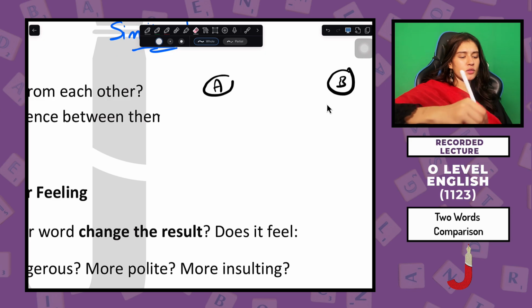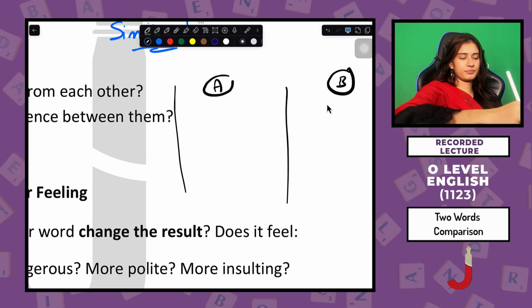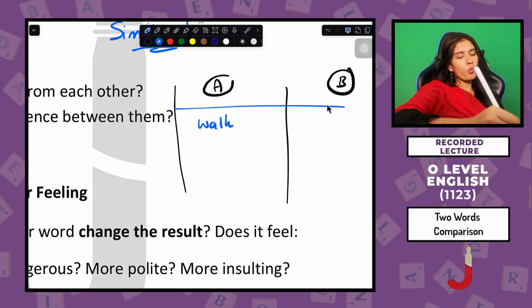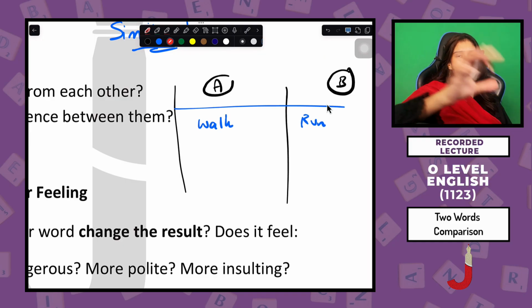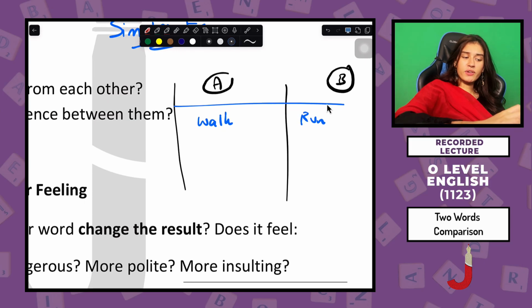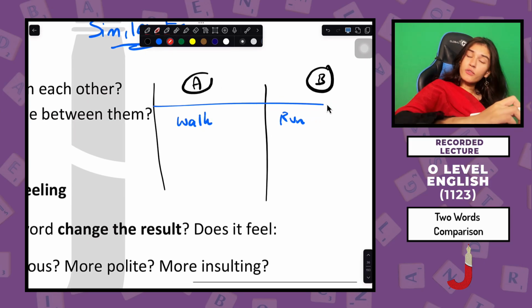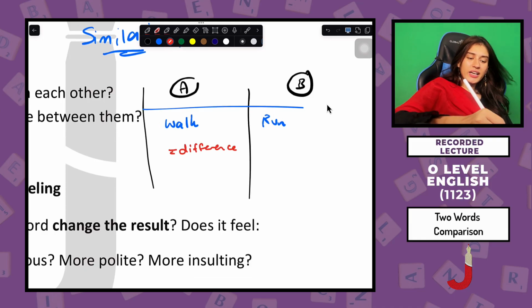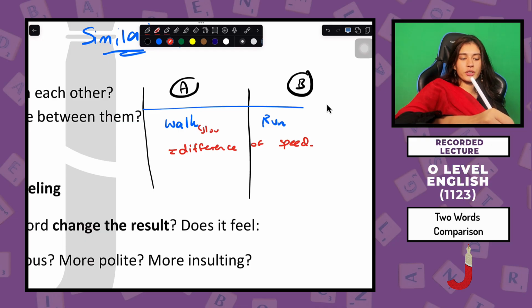Let's take the examples of the word walk and run. Take a minute and think about it. What is a possible difference between these two words? I think the difference is pretty straightforward. The difference is of speed. Between two words, there's a clear difference of speed. Walk is a slower action and running is a faster action.